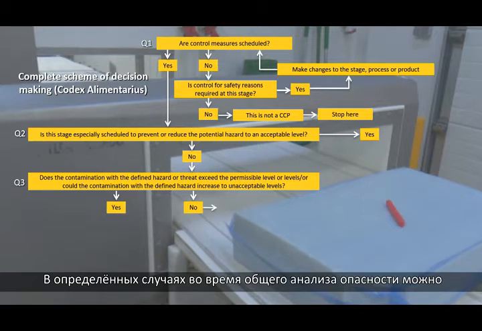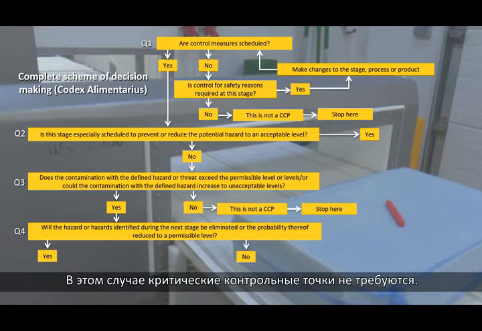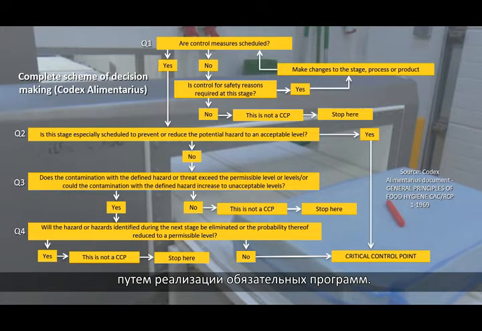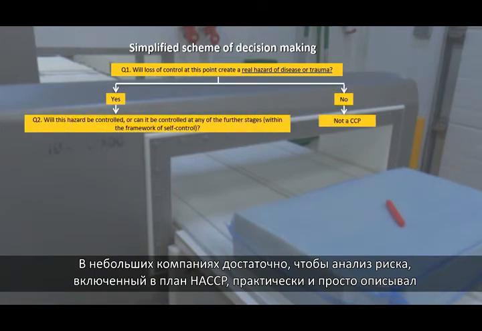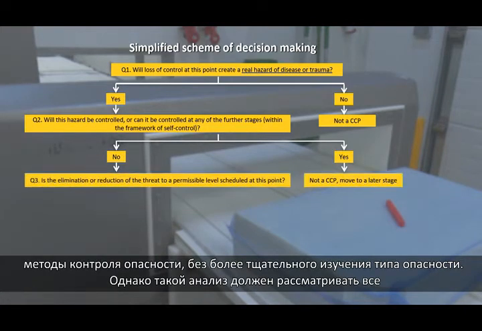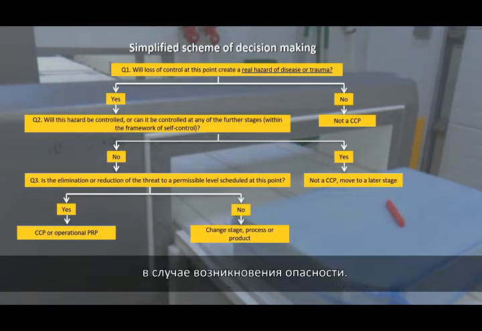In certain cases, during general hazard analysis, it can be found out that no important hazard exists. In this case, no critical control points are required. In these situations, food hazards can be controlled by implementing prerequisite programs. At small companies, it is sufficient that risk analysis included in the HACCP plan practically and simply describes hazard control methods without closer examination of the type of hazard. However, such analysis must review all serious hazards and clearly define procedures for the control of such hazards, as well as corrective measures in the event of the occurrence of the hazard.